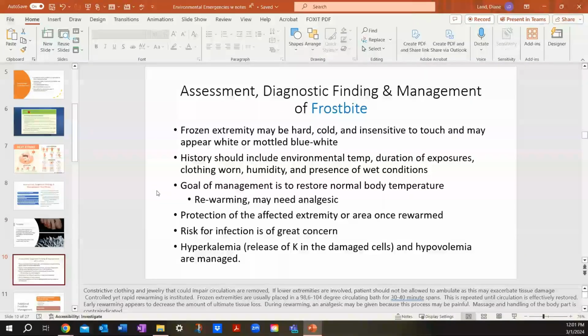Now, assessment, diagnostic findings, and management of frostbite. Frozen extremities may be hard, cold, and insensitive to touch. So you're doing your sensation assessment and you notice they may appear white, mottled, blue, or bluish white, that cyanotic color, but they're not going to have any sensation. History should include the outside temperature, duration of the exposure, the clothing worn, humidity, and the presence of wet conditions. So the goal of management is to restore the normal body temperature.